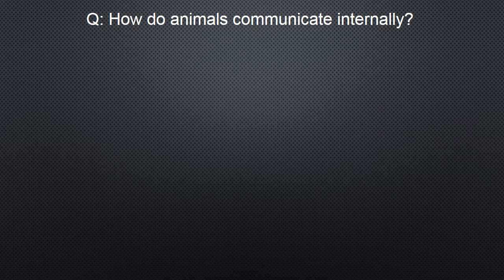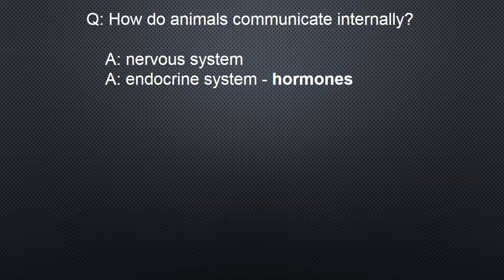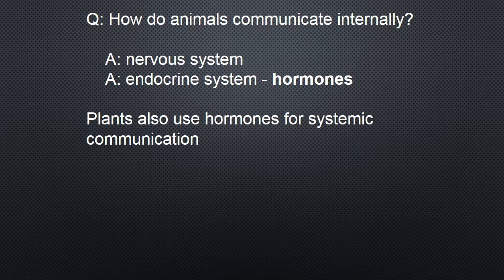Okay, so how do animals communicate internally? Well, we have two different ways. First is the nervous system, right? We send electrical impulses from one part of our body to other parts to let it know what's going on. And the second is our endocrine system, or our hormones. Well, plants also use hormones for systemic communication. By systemic, that means throughout the body or throughout the organism.